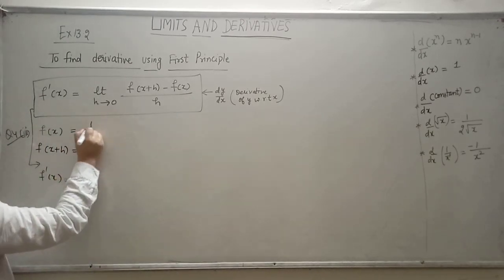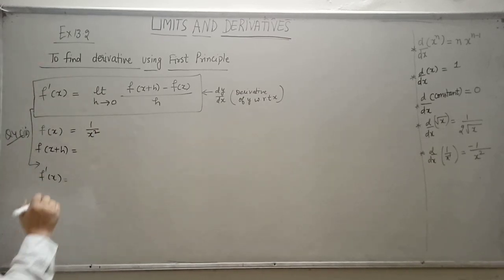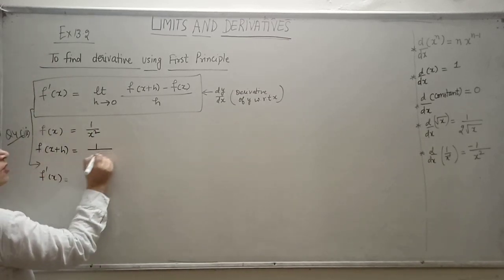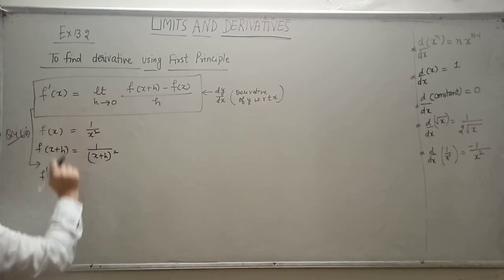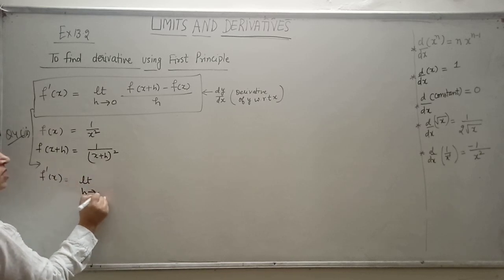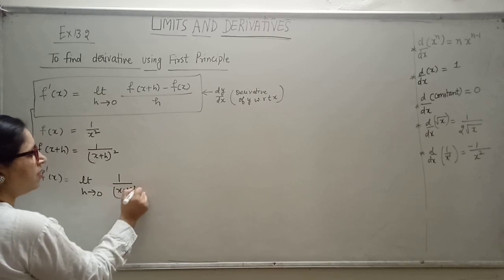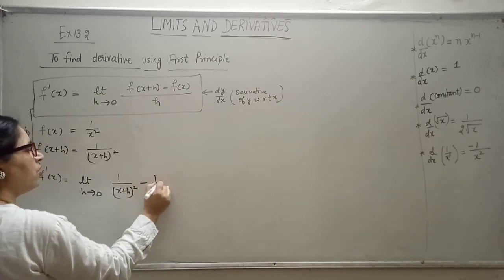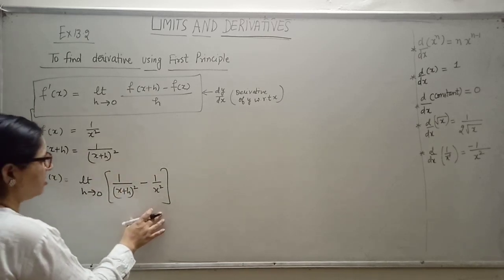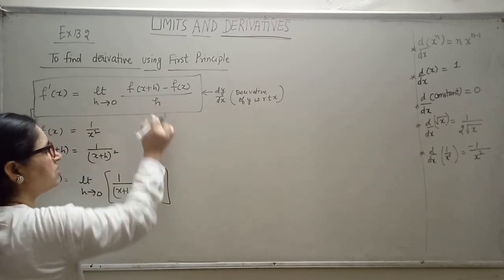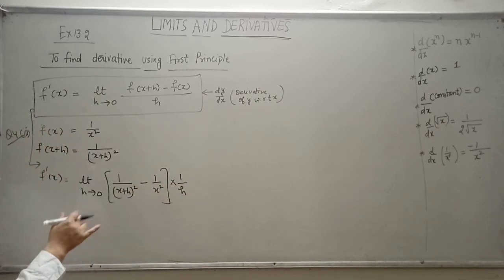Next function is 1 upon x square. This is the third part of the fourth question of exercise 13.2. So now f(x plus h) will become 1 upon (x plus h) whole square. Okay. So after that write down the formula and then put the values. f(x plus h) is 1 upon (x plus h) whole square minus what is f(x)? 1 upon x square, because you can see this is a rational function. So write down this h as 1 upon h. Otherwise it becomes very complicated to look at here.